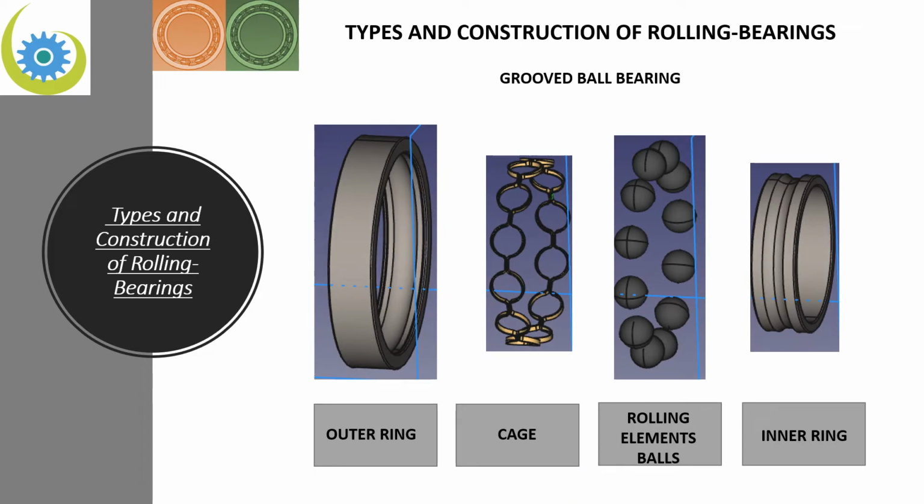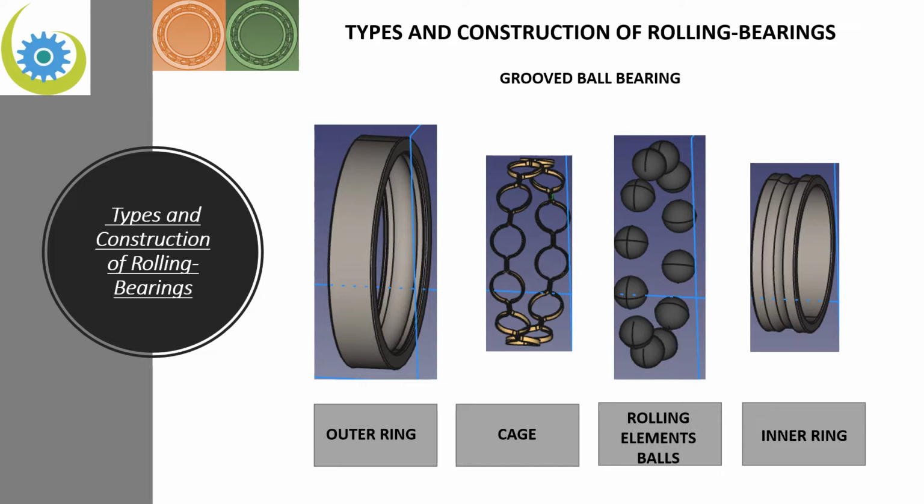Now we want to go on and speak about types and construction of rolling bearings. For this, we will take a look at the most common rolling bearing in the market. This is the grooved ball bearing. The groove ball bearing consists of the following elements. We go on from left to right. We have an outer ring, we have a cage, we have rolling elements, in this case balls, and we have an inner ring.